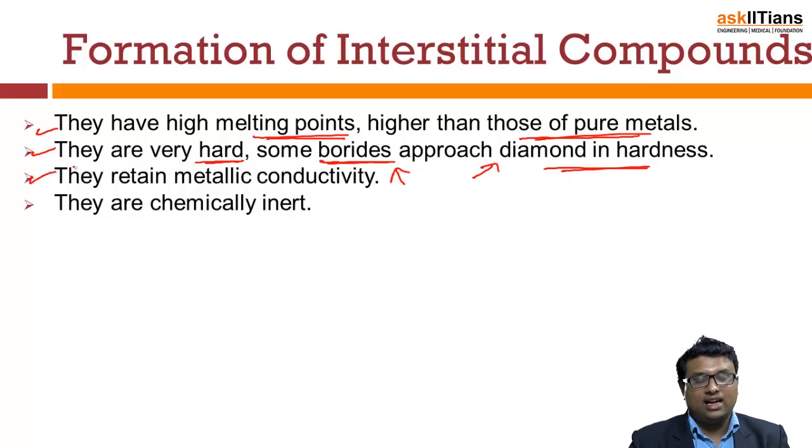Next, they retain metallic conductivity. So once you have an interstitial compound of a transition element, during conductivity they retain their metallic character at any point of time. So they retain metallic conductivity and they are chemically inert. What does that mean? It means that they are very less reactive, behaving like the noble gases, which are chemically inert.